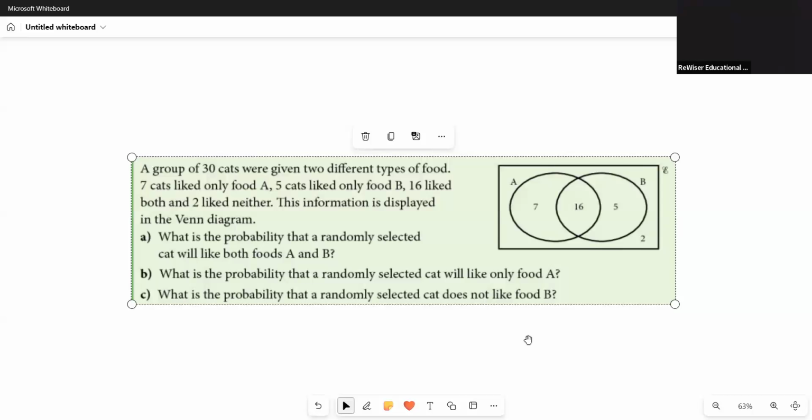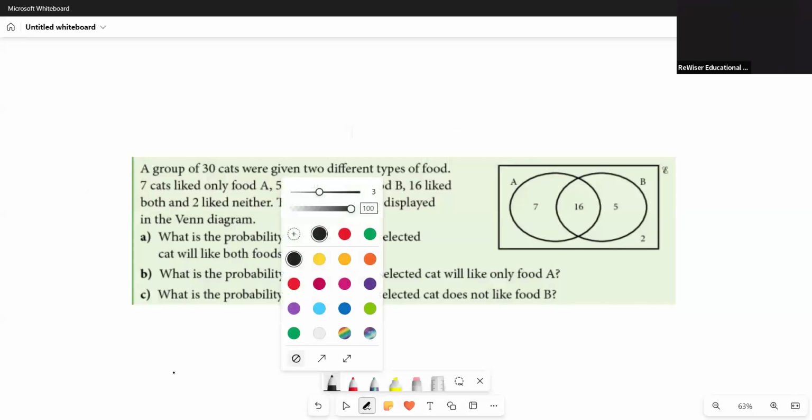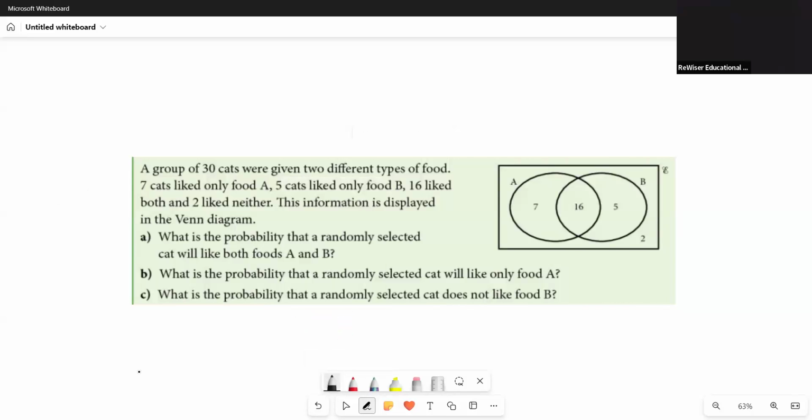So the problem on Venn diagrams looks like this. In this figure, they have drawn the Venn diagram. In most cases, you need to draw the Venn diagram and then discuss. So please read the question carefully. It says that a group of 30 cats were given two different types of food. 7 cats like only food A, so that's 7 here. 5 cats like only food B, so they've written 5. And 16 like both and 2 like neither. Since they have said that 16 like both, both is an intersection or a common part. And 2 like neither, so that lies outside A and B because that cannot be included.